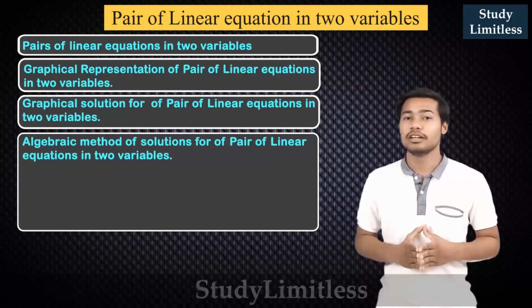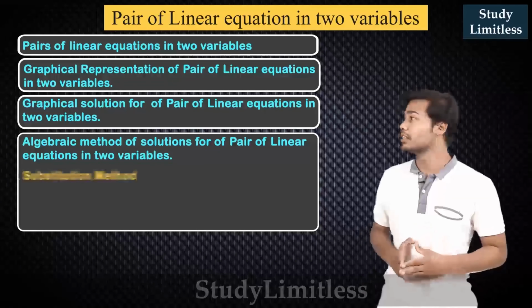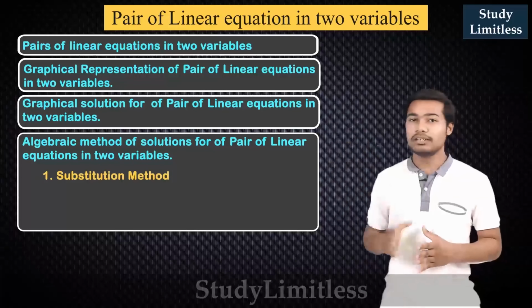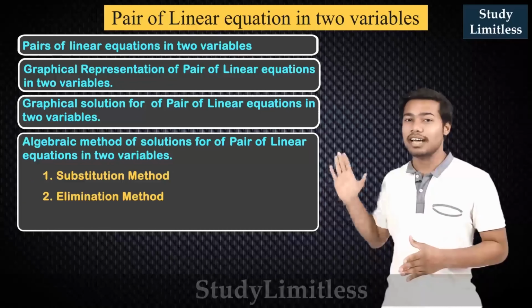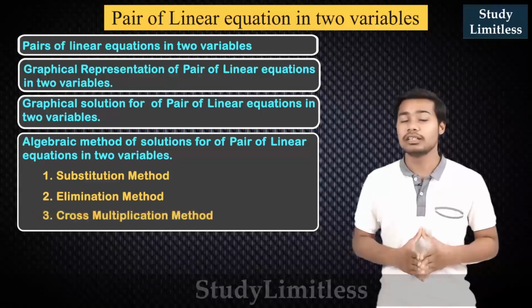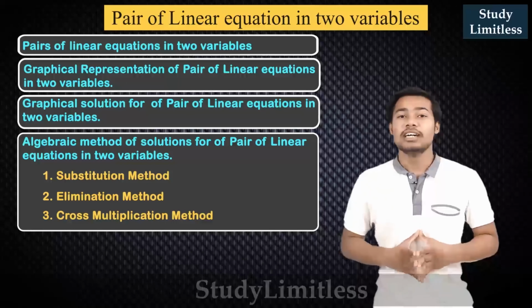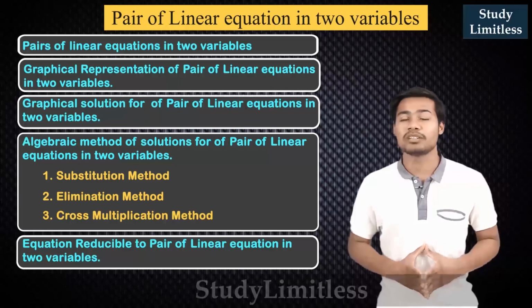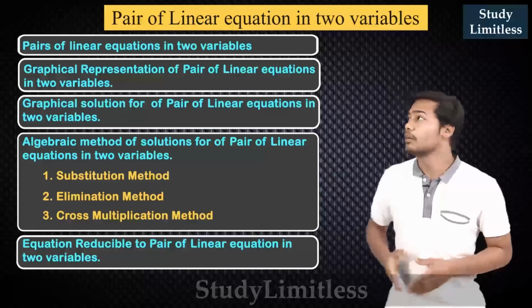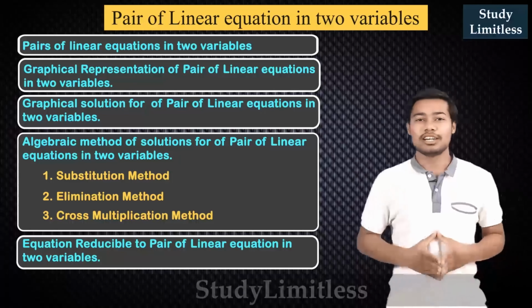In the algebraic solution, we have three different methods of solutions. The first method is the substitution method, the second method is the elimination method, and the third method is the cross multiplication method. And finally, we will discuss about the equations reducible to the pair of linear equations in two variables. In this chapter, we will learn all of these topics thoroughly.